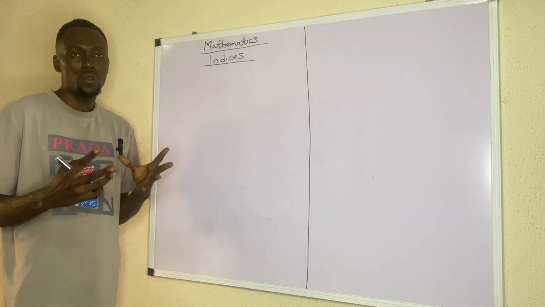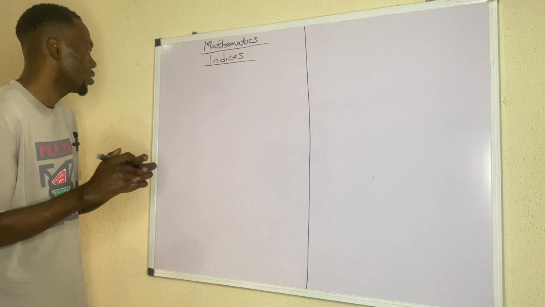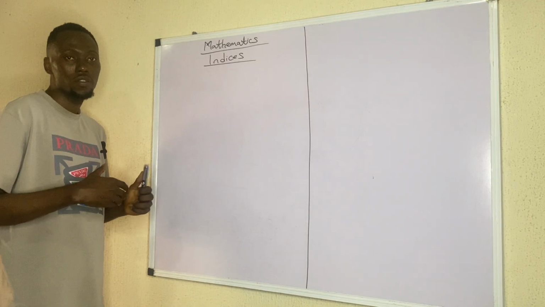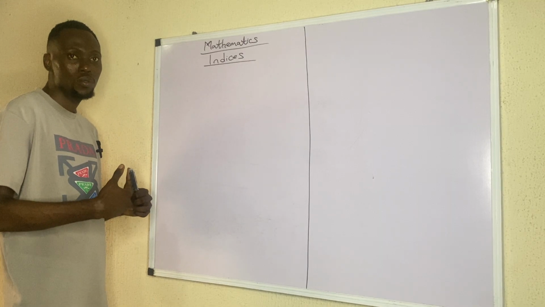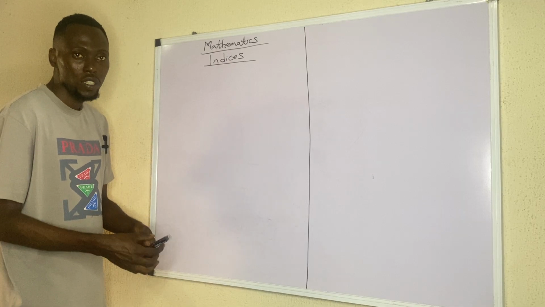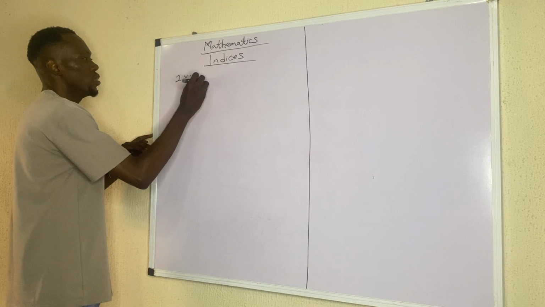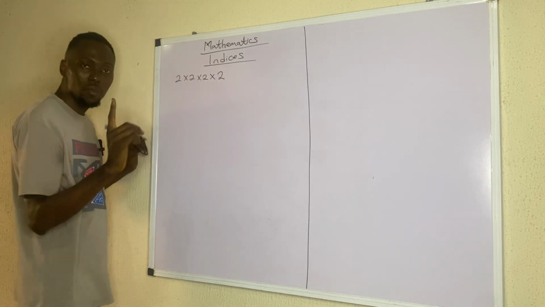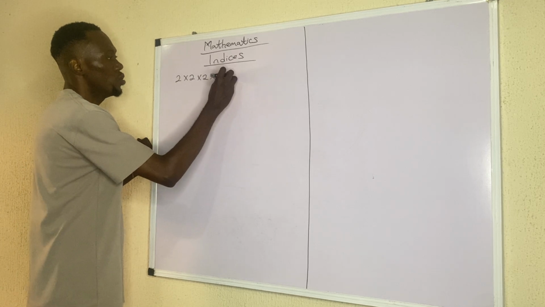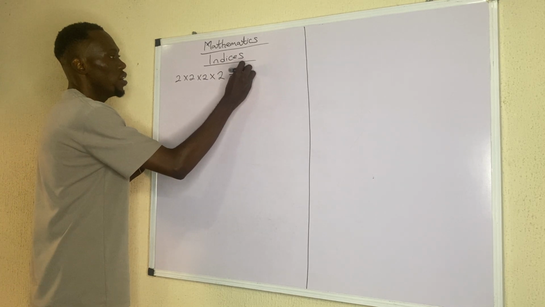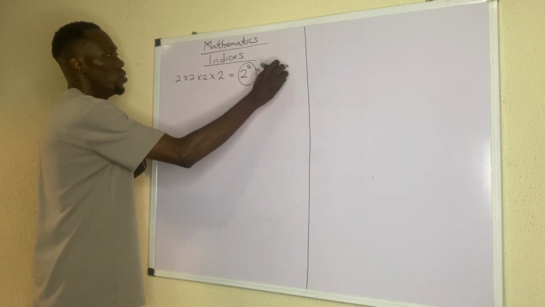So first of all, what is indices? I'll have to explain in a term that every one of us is going to understand. If a number multiplies itself a particular number of times, the number is said to be in an index form. For example, if I have 2 times 2 times 2 times 2 times 2, how many times does 2 multiply itself? 1, 2, 3, 4, 5. So this is 2 raised to the power of 5. This is in index form. This is the index form of it.